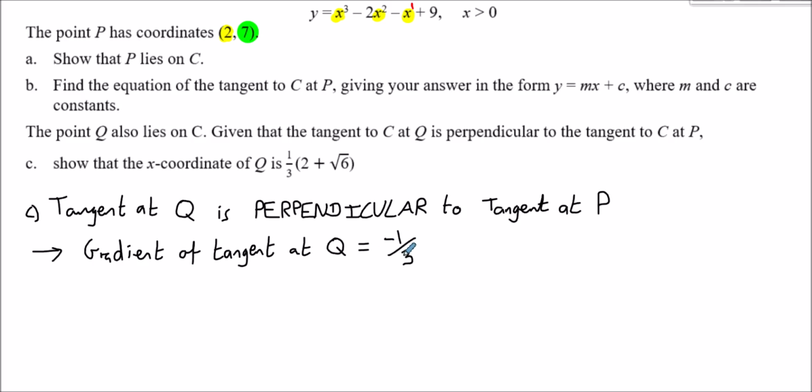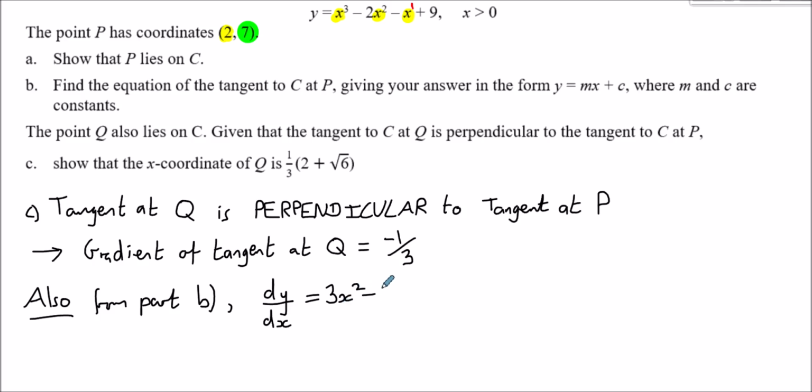Okay, but we also know from part B, we worked out the gradient function. So we worked out that dy by dx, the gradient at any point on the curve, was going to be 3x squared minus 4x minus 1. And so this tells us the gradient of a tangent at any point where we know the value of x. And we've worked out the gradient of a tangent at Q is minus 1/3.